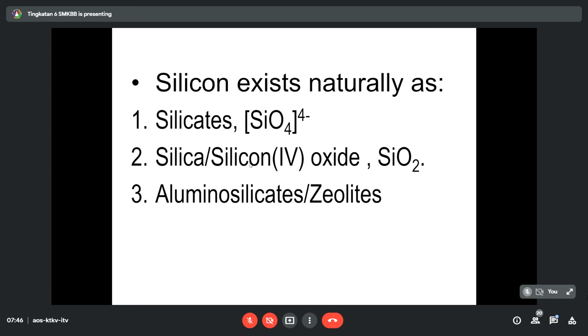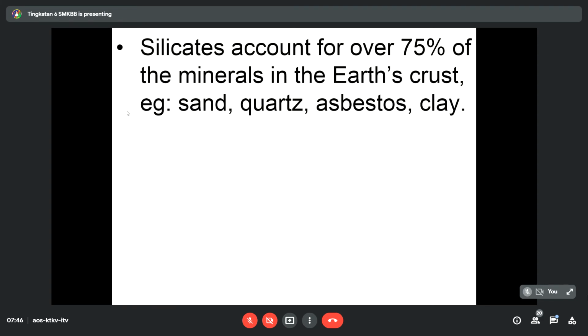They all would be silicates. They all more or less contain Si and O. Okay, so we are looking at the first one, silicates. Silicate accounts for over 75% of the minerals in the Earth's crust. They all contain SiO. In sand, it's a silicate, or SiO2, quartz, asbestos, clay, all these minerals.